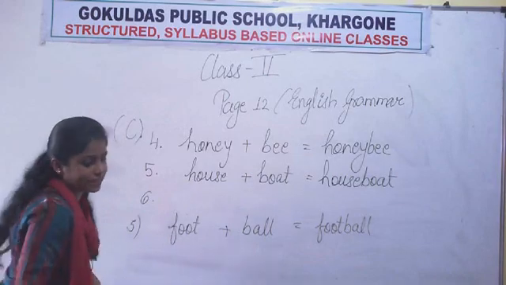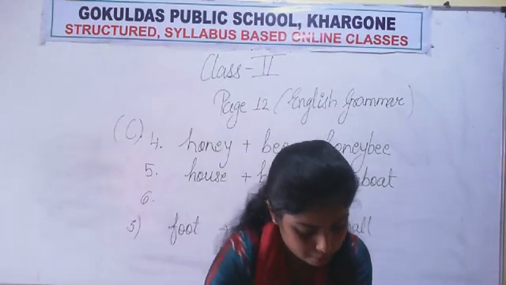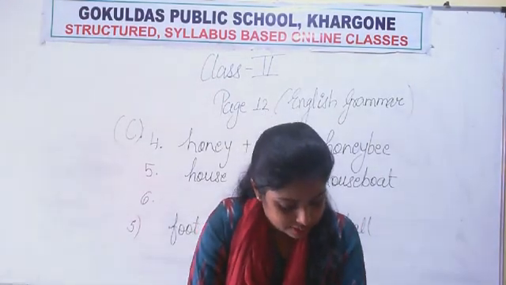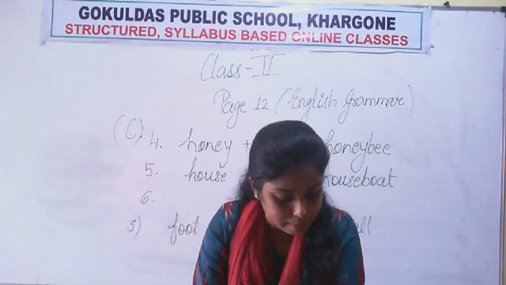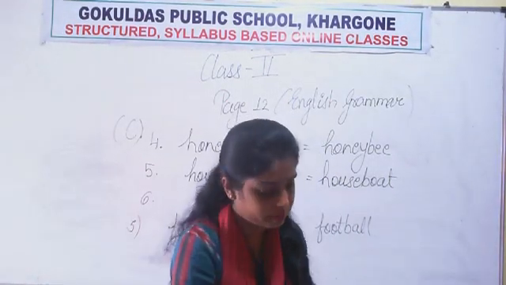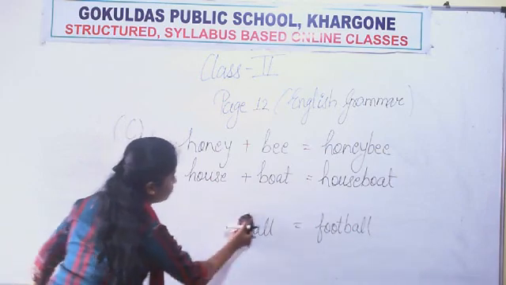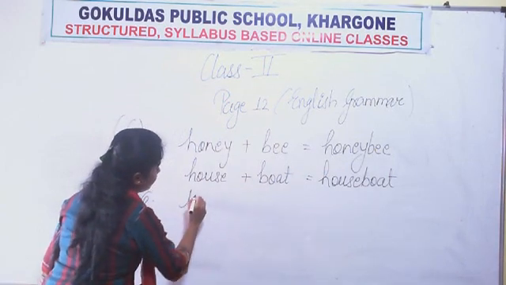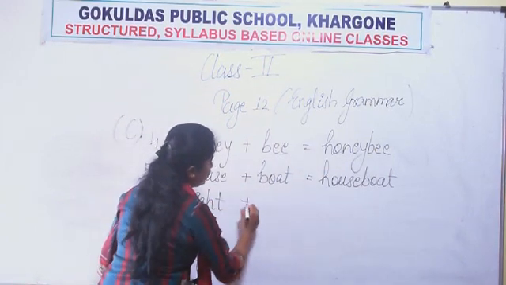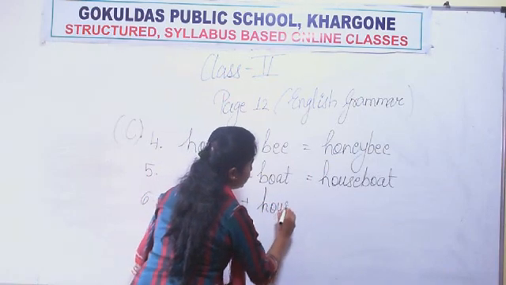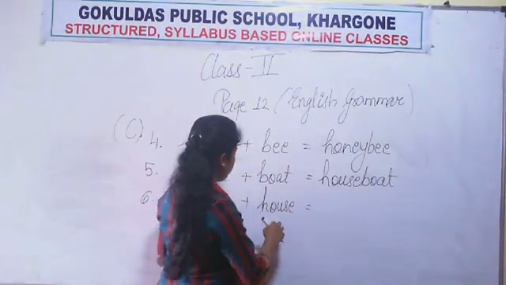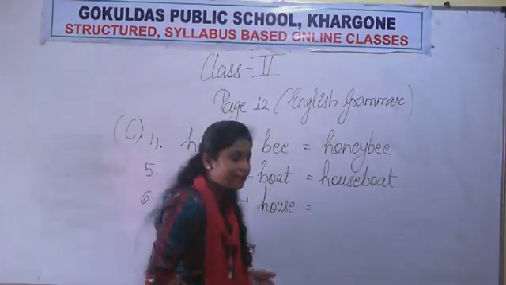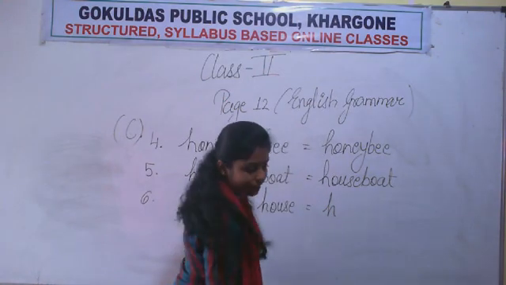Then number 6. A bulb is there, and what does the bulb give us? It gives us light. So the first picture is of LIGHT, light, and the second picture is again a house, HOUSE, house. So after combining these two words, what do we get? We get the word lighthouse.